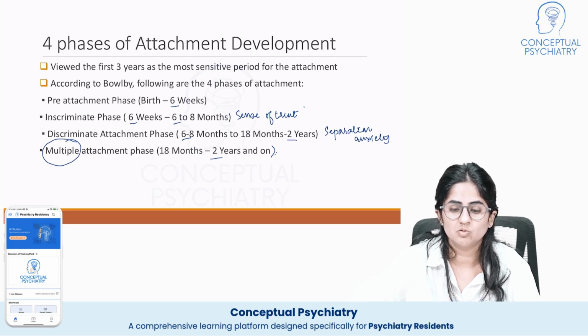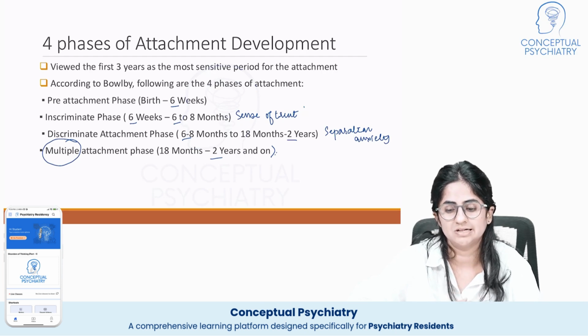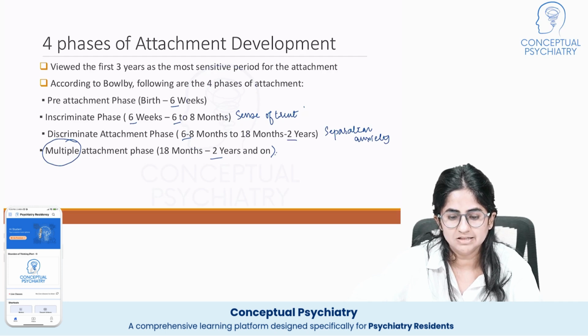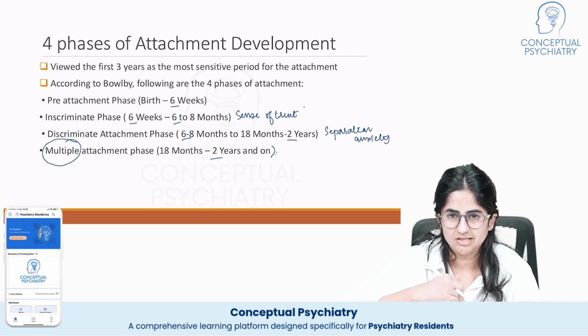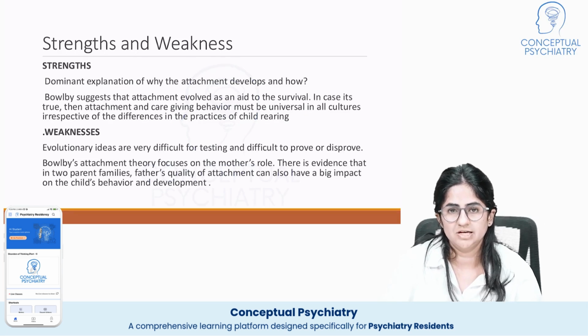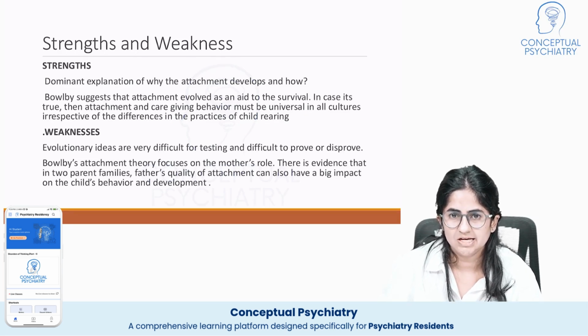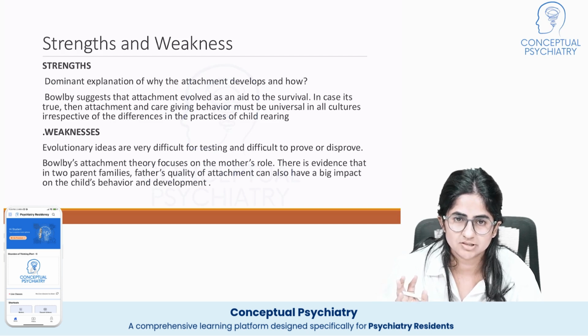This rapid growth in representation and language by 2 years also helps with understanding of this, and they are also able to show the same. The child depends less and less on the caregiver progressively from here onwards. So the major strength of the attachment theory is that there is a dominant explanation as to why attachment develops and how it is developing, and we get some idea about the same.